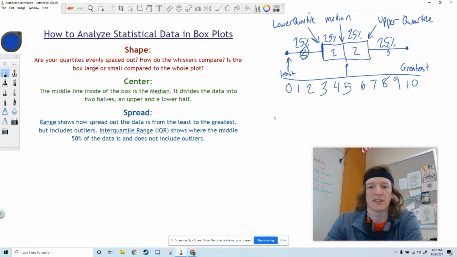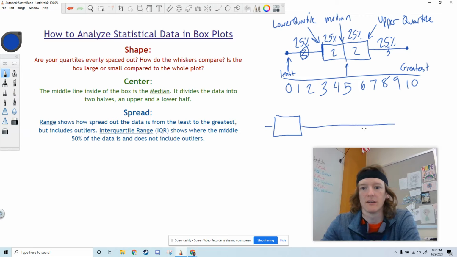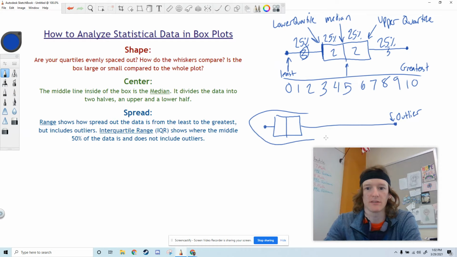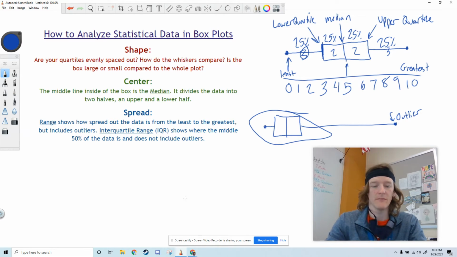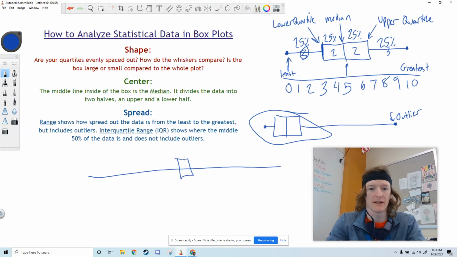We might see some box plots that look something like this, where you've got a dot. One of your whiskers is super long. This probably means there's an outlier here. Most of the data is probably around here, but a whisker way out here would show us there's an outlier. Or maybe we've got a really tiny box in the middle, and we've got outliers on both sides. So the shape of this one is pretty evenly spaced out.